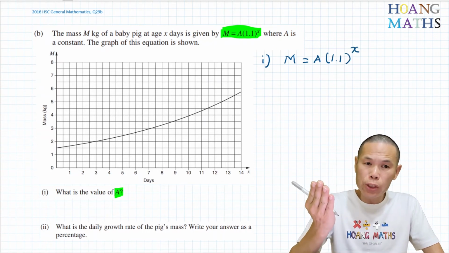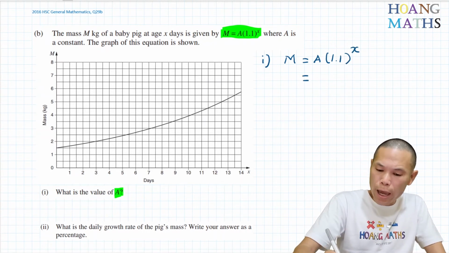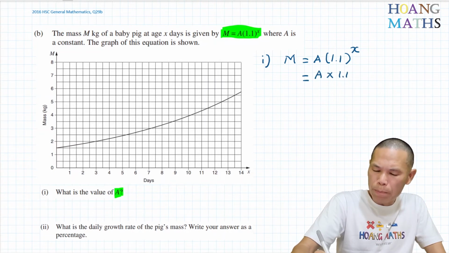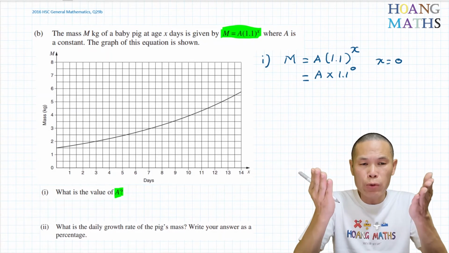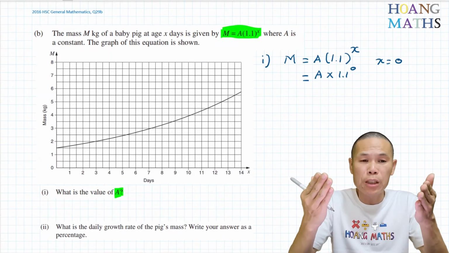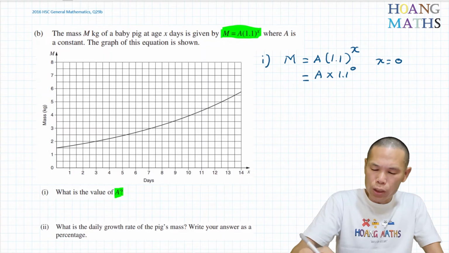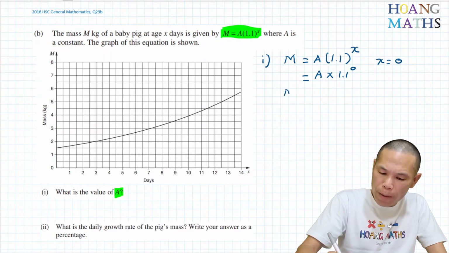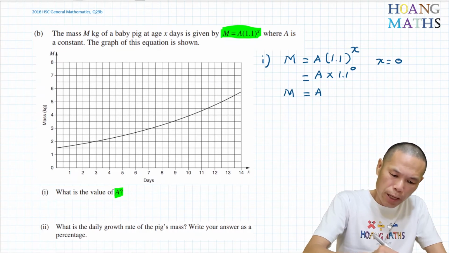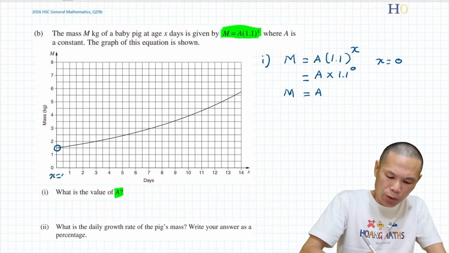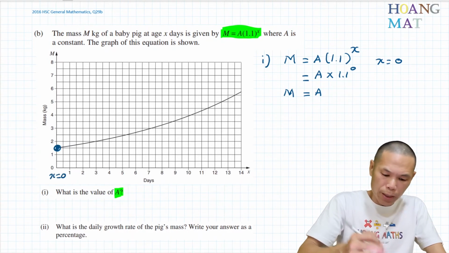Now when X is equal to 0, we know that M is equal to A times 1.1 power of 0. If you put that in a calculator, 1.1 power of 0 should give you 1, because any number to the power of 0 is 1. So this means that when X is 0, M is equal to A. So when X is equal to 0, that value here is A.